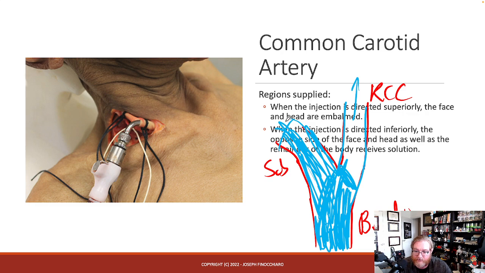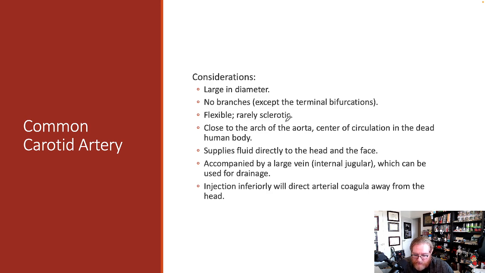It's going to go in that direction and go out towards the upper extremity. So right common carotid: large in diameter, no branches except where it ends, flexible, almost never sclerotic, close to the arch of the aorta, center of circulation in the dead human body, supplies fluid directly to the head and face, has a large accompanying vein, and when you inject inferior, coagula are pushed away from the head with no ability for it to basically block.